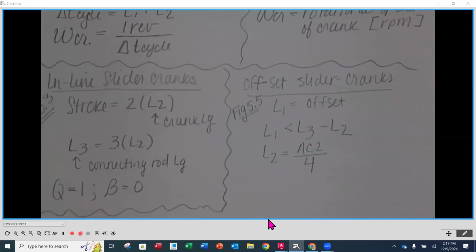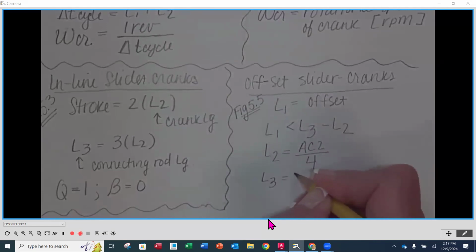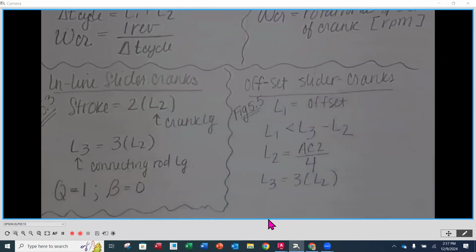And then using the same thing that we did earlier, we're also going to say L3 is equal to 3 times L2. So once we know what L2 is, L3 is going to be 3 times that. Okay.